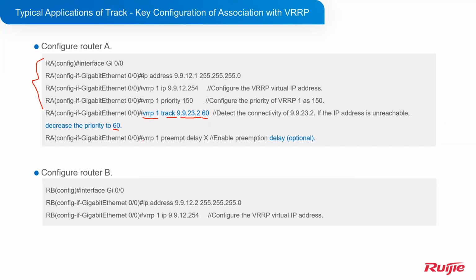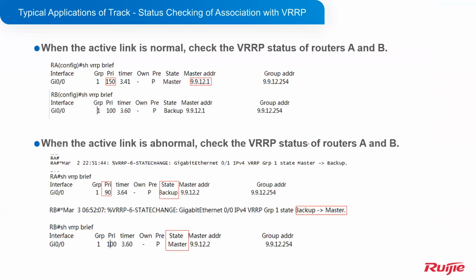Okay, and vrrp vrid 1 preempt-mode timer delay, enable the preemption delay. This is optional, but if we use the preemption delay, we can solve the problem caused by the frequent switching between router A and router B in VRRP. So it is suggested to use this command. And on router B, it's just the basic configuration of VRRP. And after finishing the configuration, let's verify the results.